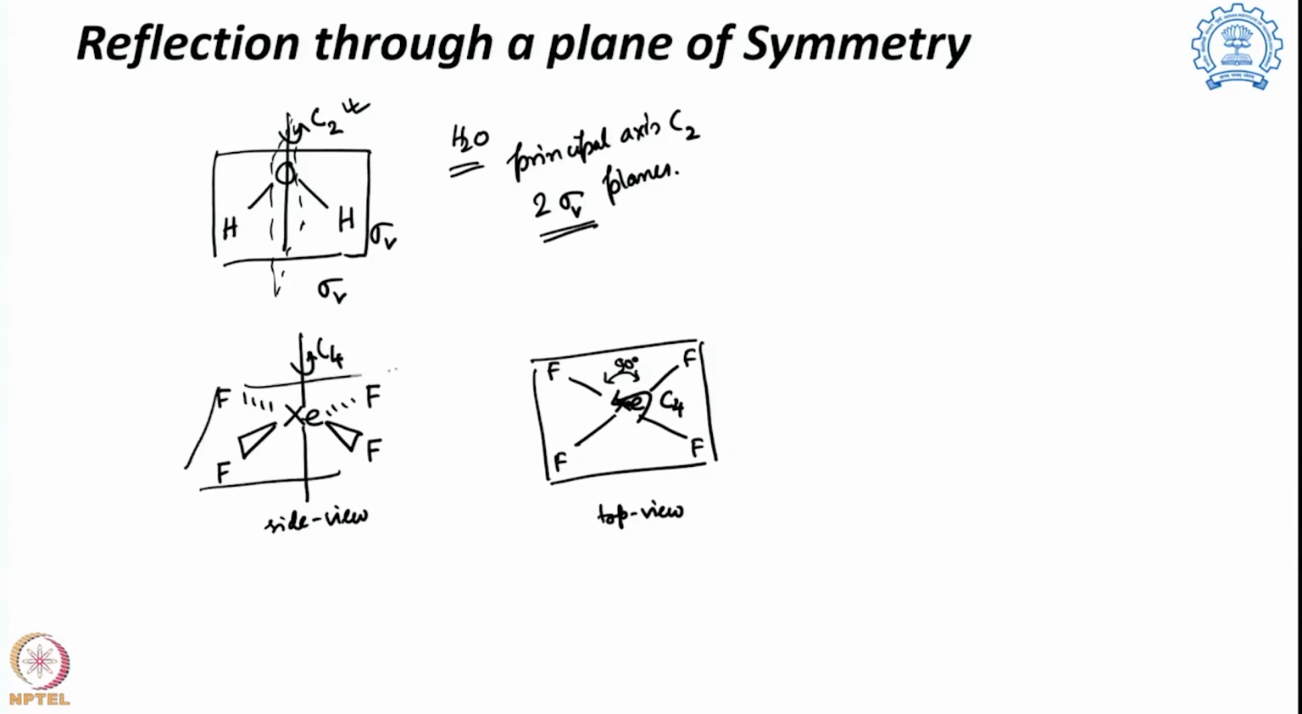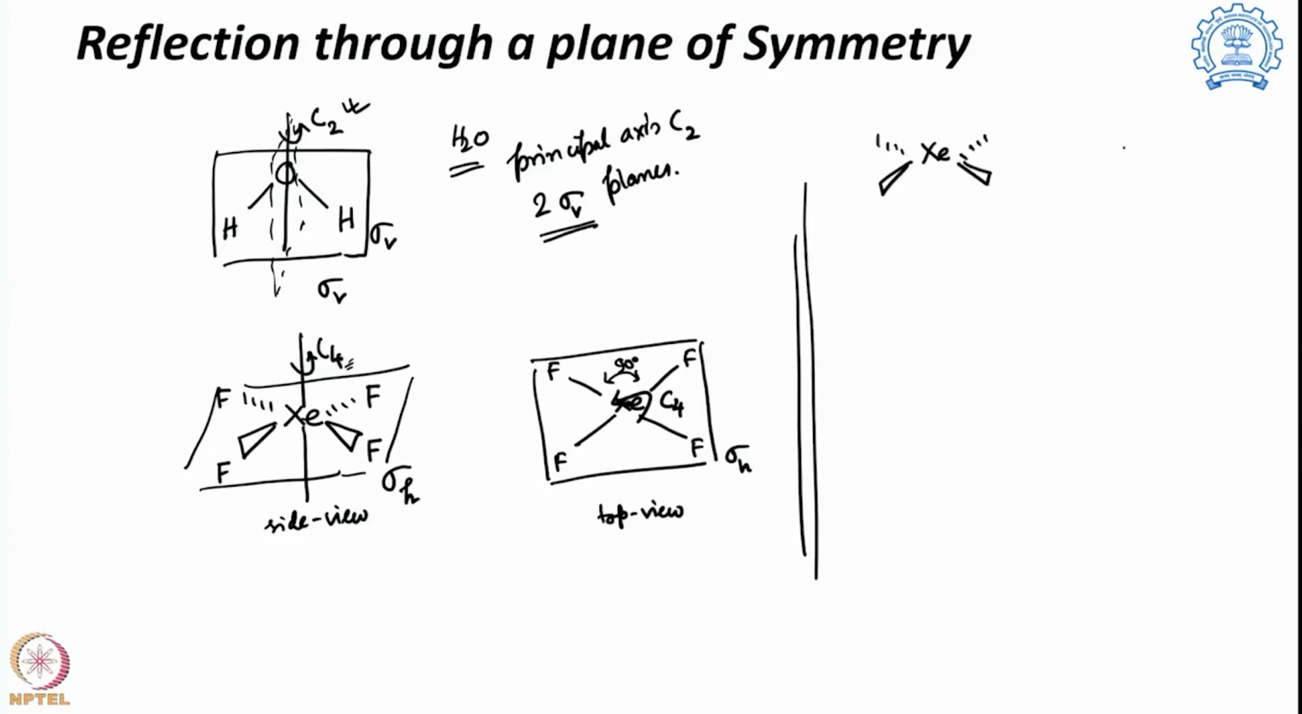Obviously this molecular plane is one of the sigma planes, and you can see this sigma plane is perpendicular to this C4. So that will be a sigma H. So this is a sigma H plane. Are there any other sigma planes? Let us draw that. I am going to show both the side view and top view for a better understanding.